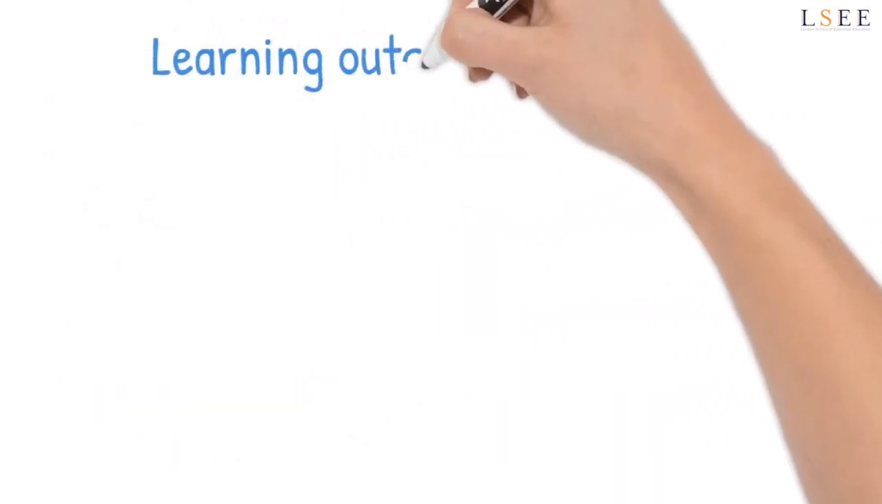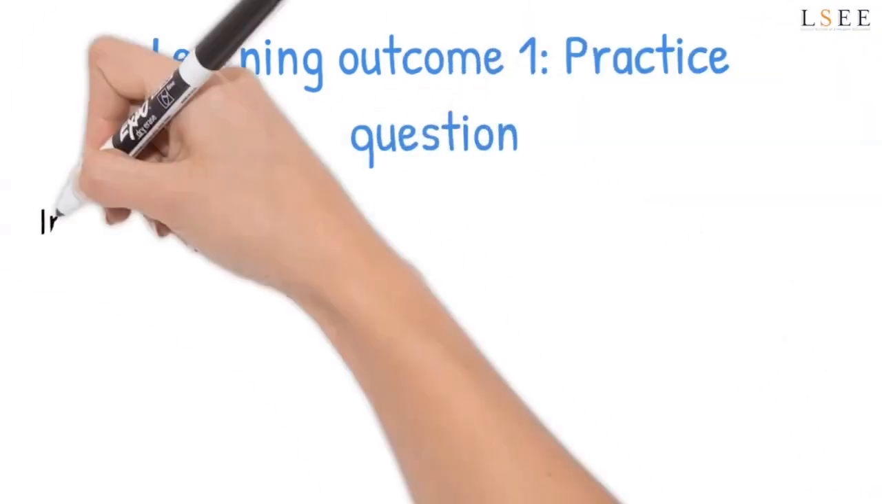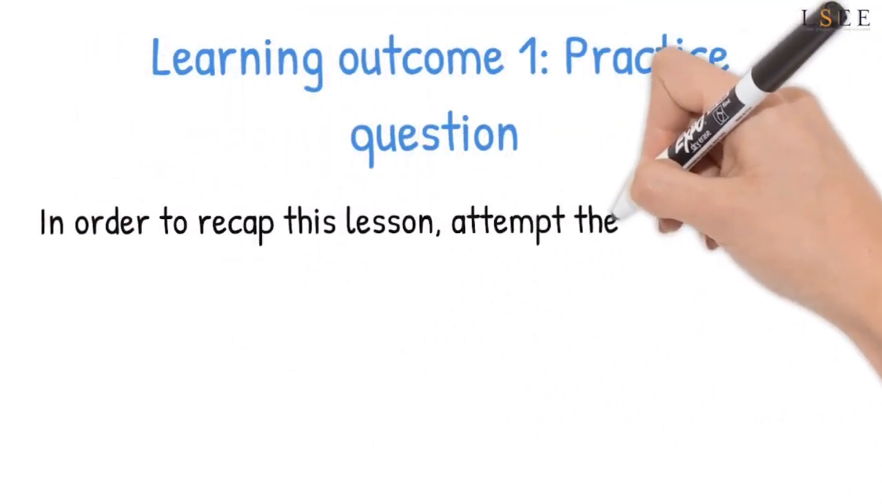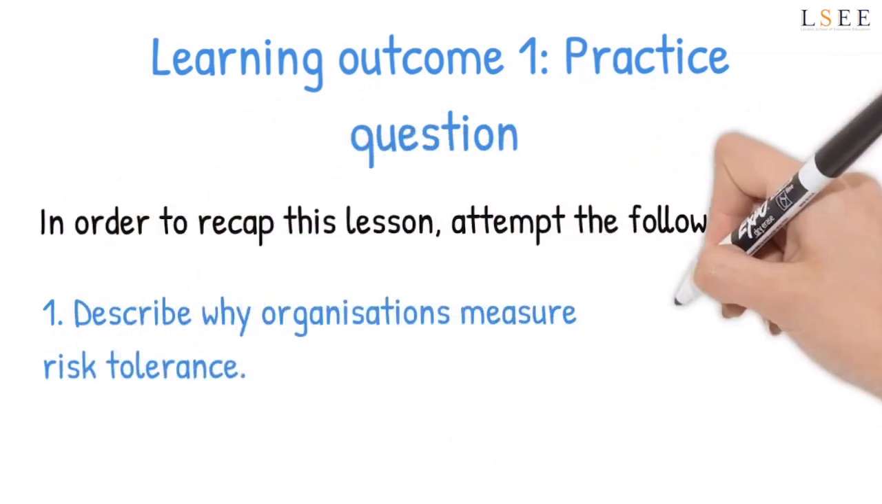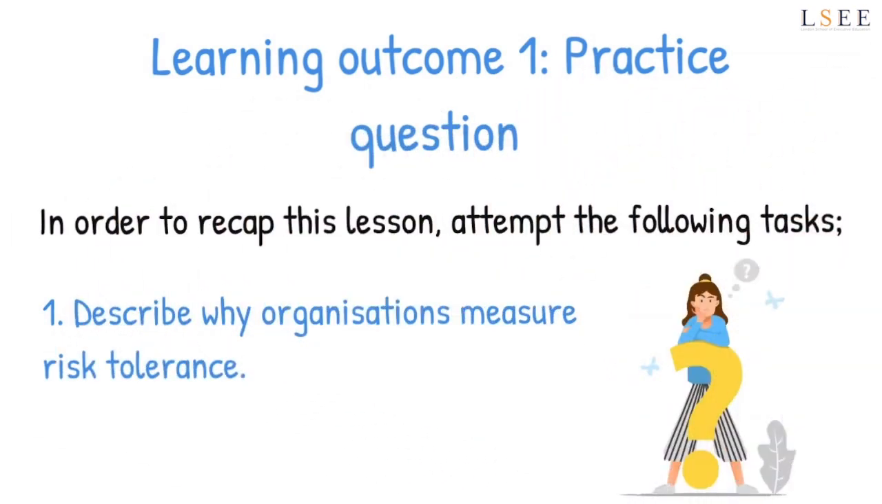Learning Outcome 1. Practice question. In order to recap this lesson, attempt the following tasks. 1. Describe why organizations measure risk tolerance.